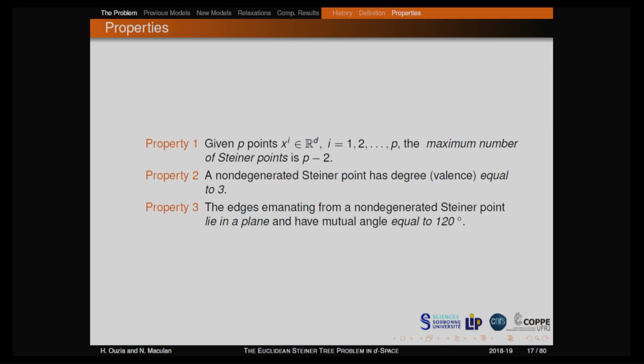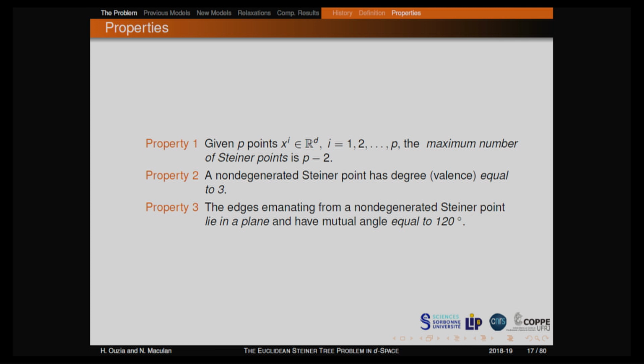The first property: given p points x_i in R^d, the maximum number of Steiner points is p minus 2. It's not difficult to prove. We call a Steiner point non-degenerate when it has valence equal to 3. Sometimes when you don't have any Steiner points, you can say the problem is degenerate.